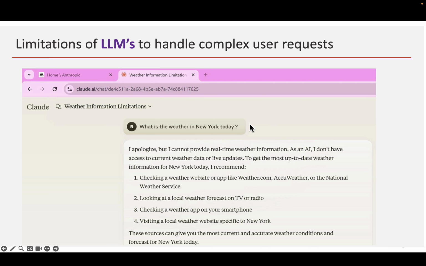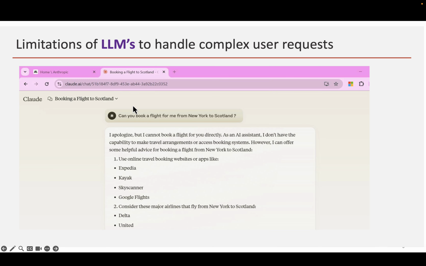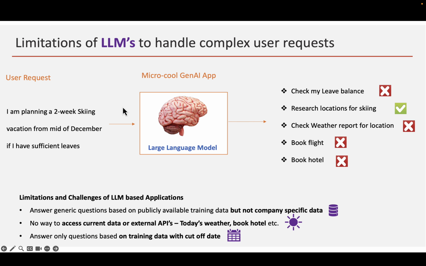I asked the question in claude.ai, what is the weather in New York today, and it says it cannot tell you the current information because the model is trained on some date in the past. I apologize, I cannot provide you this information. The second thing is, can you book a flight for me from New York to Scotland? Definitely, we know very well the LLM model can't do that. So these are the limitations of the LLM model.